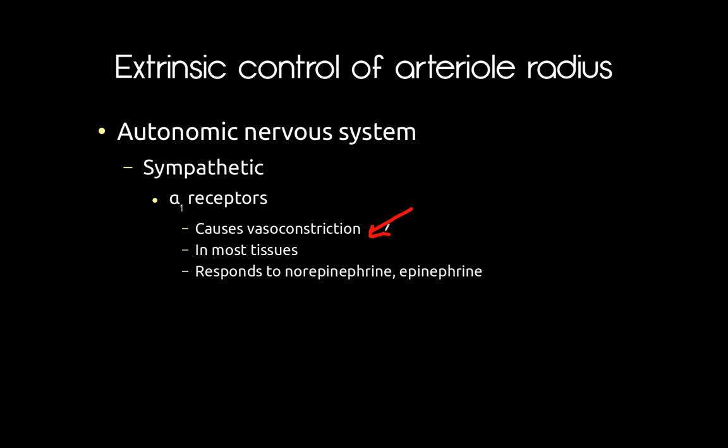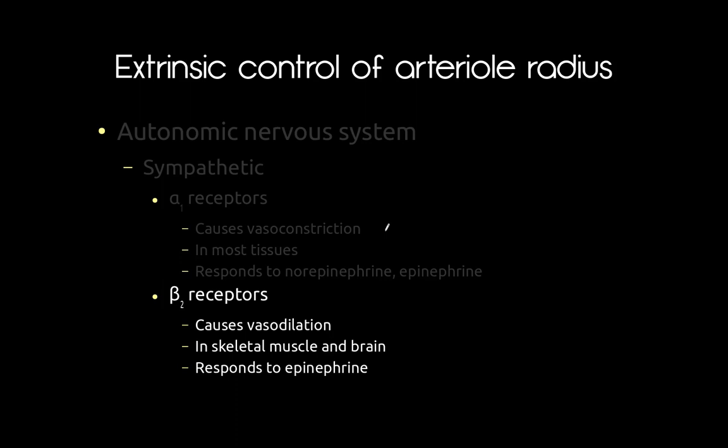These alpha-1 receptors are going to respond to norepinephrine and epinephrine. So as we have those dumped into the body, either from the adrenal gland or directly from sympathetic neurons, we will tend to get vasoconstriction. However, there are some arterioles that have beta-2 receptors instead of the alpha-1 receptors. Instead of causing vasoconstriction, when these are stimulated, they will cause the exact opposite. These are going to cause vasodilation. And this is going to predominantly be in skeletal muscle and in the brain. And they're going to respond primarily to epinephrine from the adrenal glands.